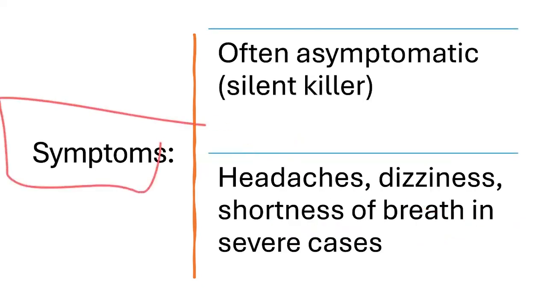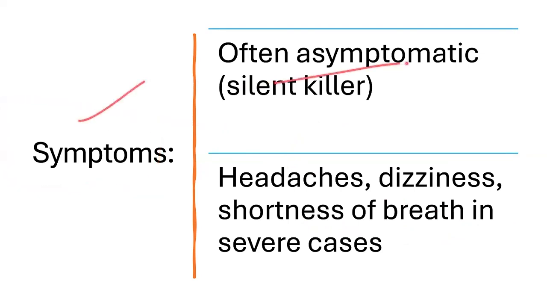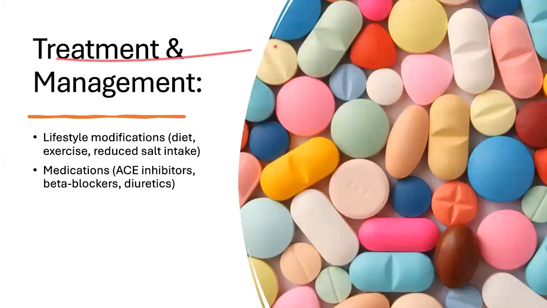Next, what are the symptoms of hypertension, high blood pressure? Mostly it is asymptomatic, and that's why we call it the silent killer. If symptoms appear, they can be headaches, dizziness, and shortness of breath in severe cases. Treatment and management of high blood pressure: lifestyle modifications, meaning changing diet, doing exercise, and reducing salt intake. That is the most important one. Medications such as ACE inhibitors, beta blockers, and diuretics regulate the blood pressure in our body.